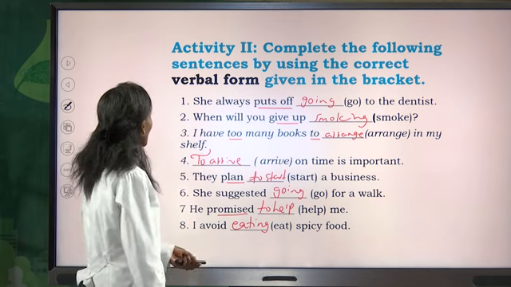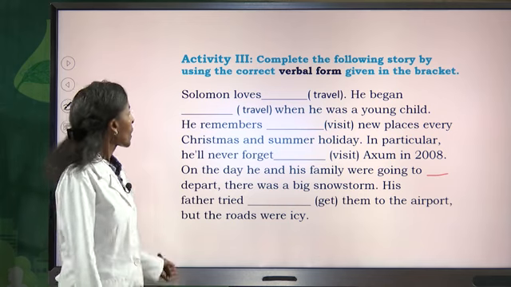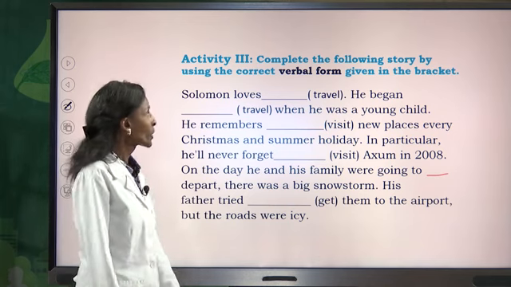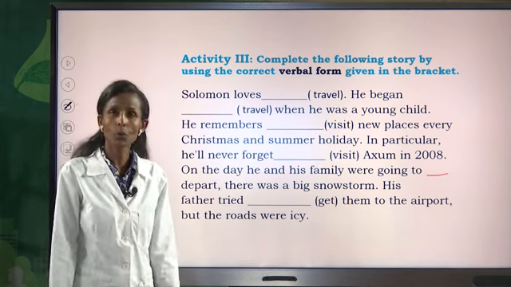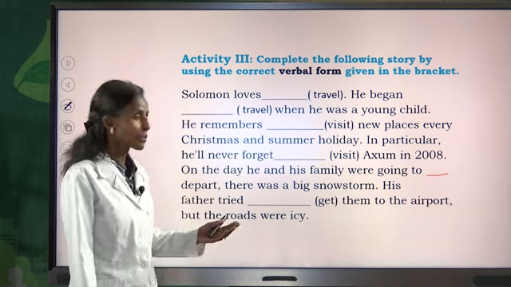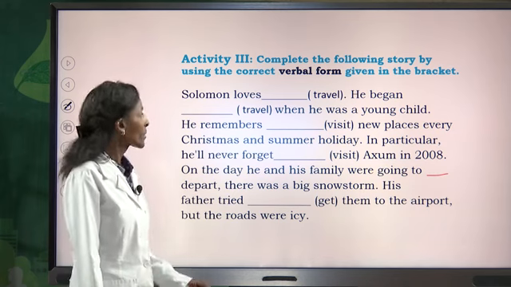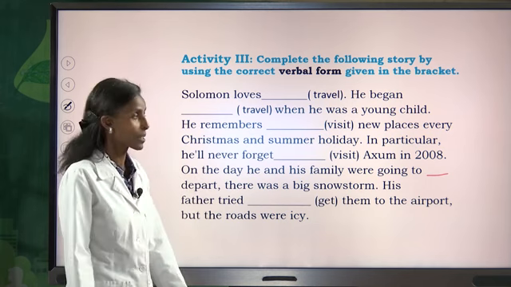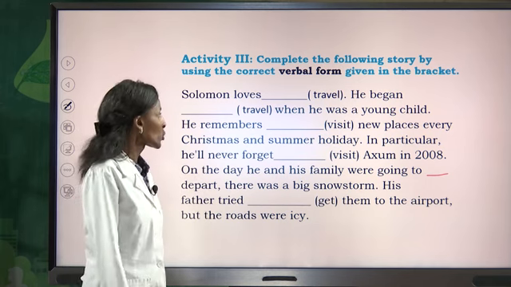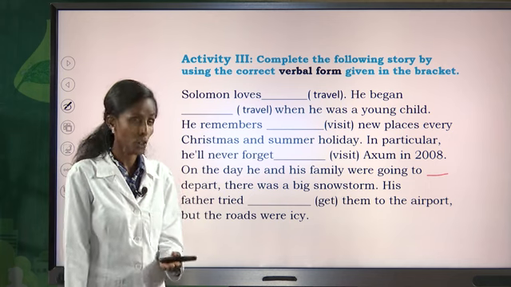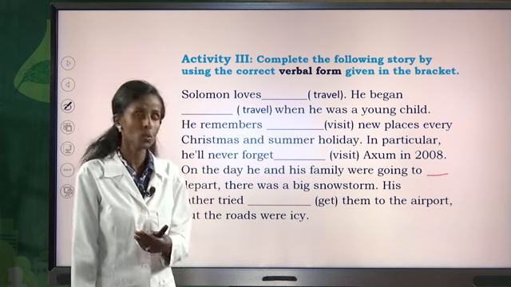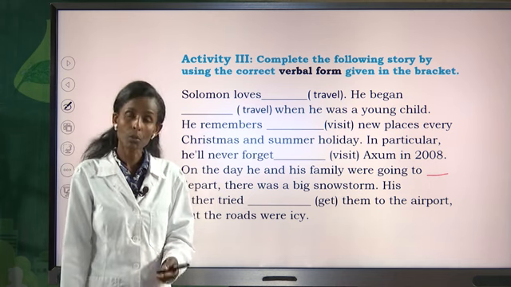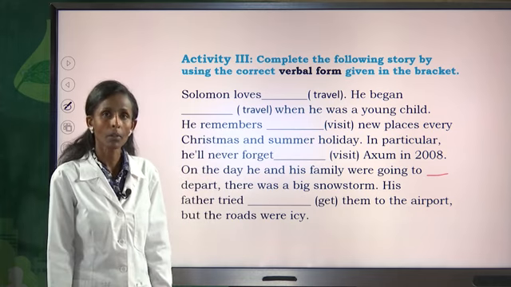Wonderful. Okay, let's see. We have the next activity, activity 3, which needs you to complete the following story using the verbs in brackets by making them either full infinitive or gerund, okay, as you did in the previous exercise. Since it's a short story, which is more contextualized, you need to spend probably 3 minutes, not more than that.